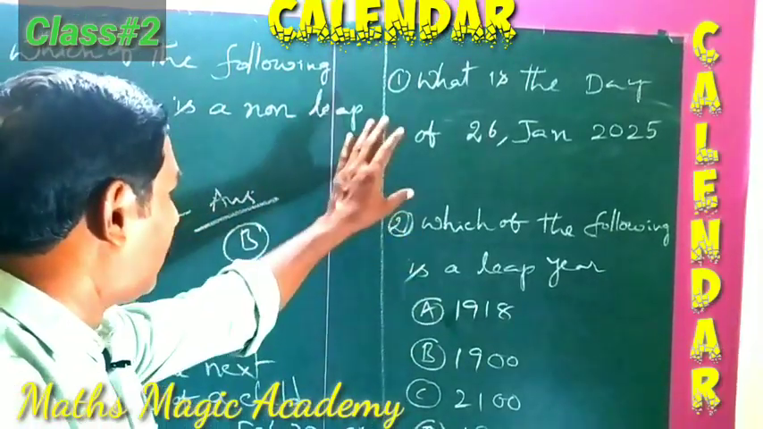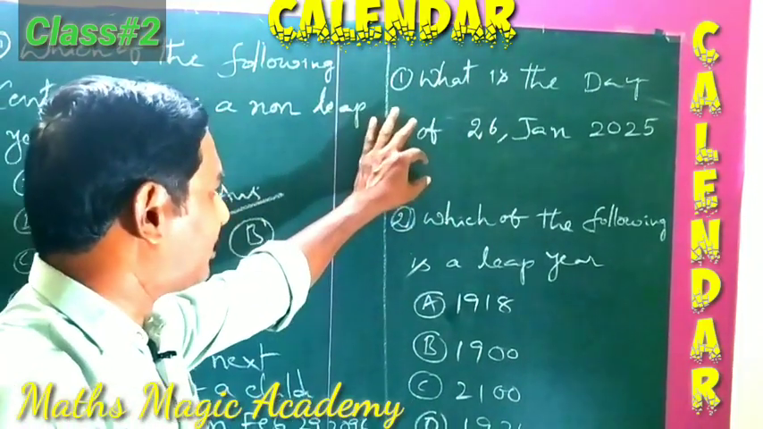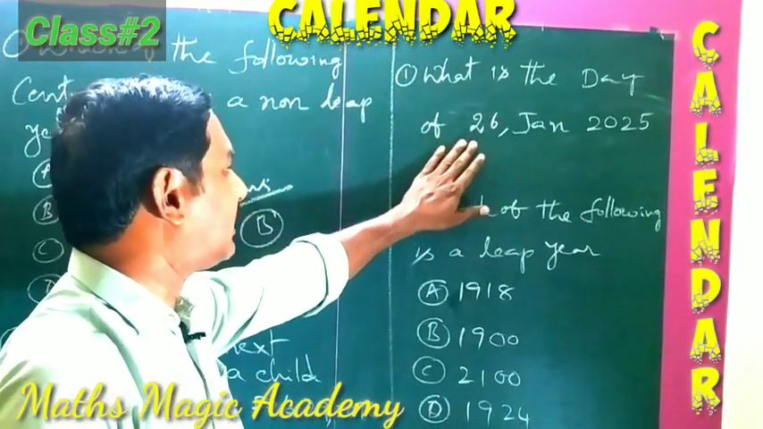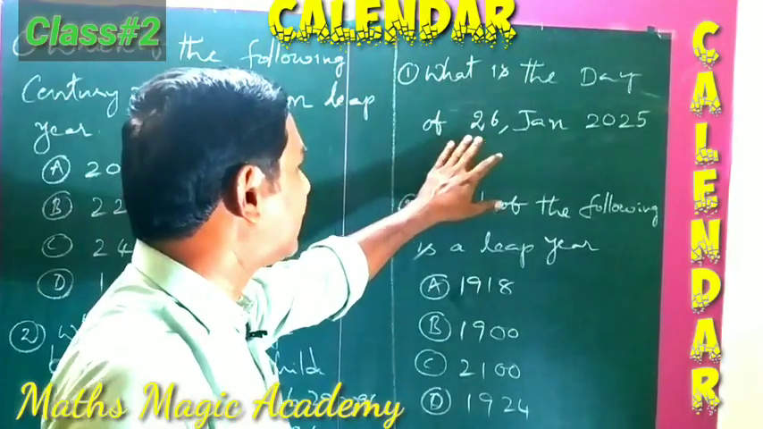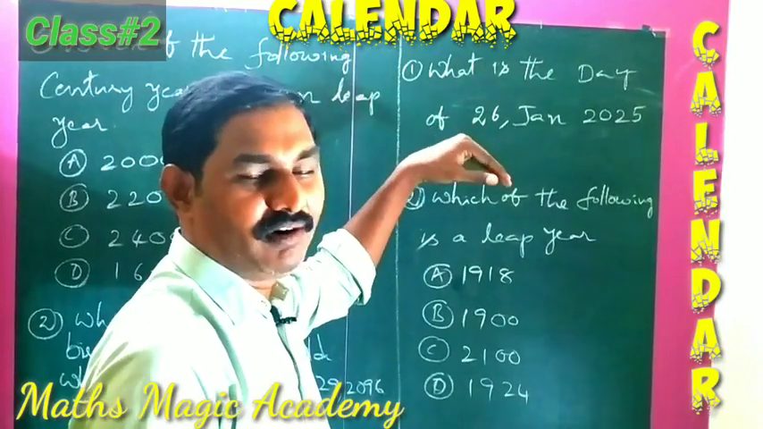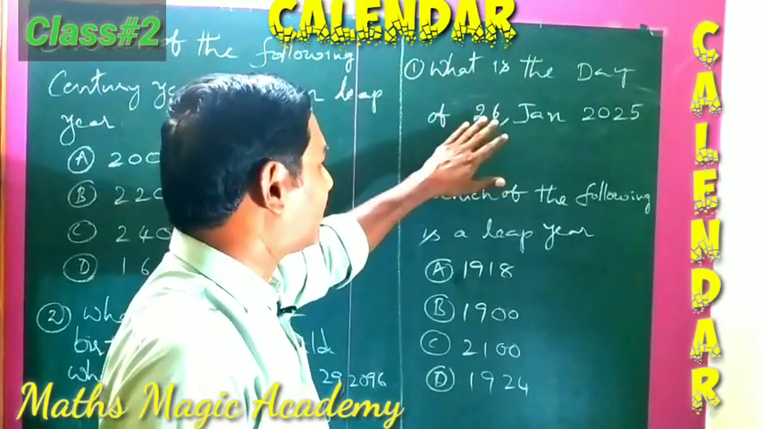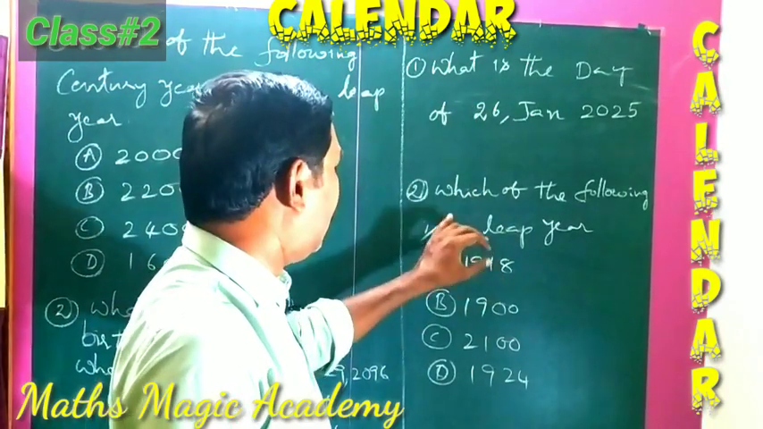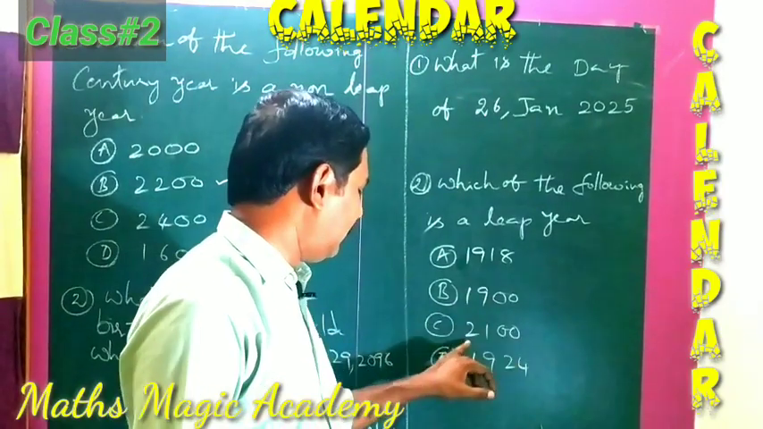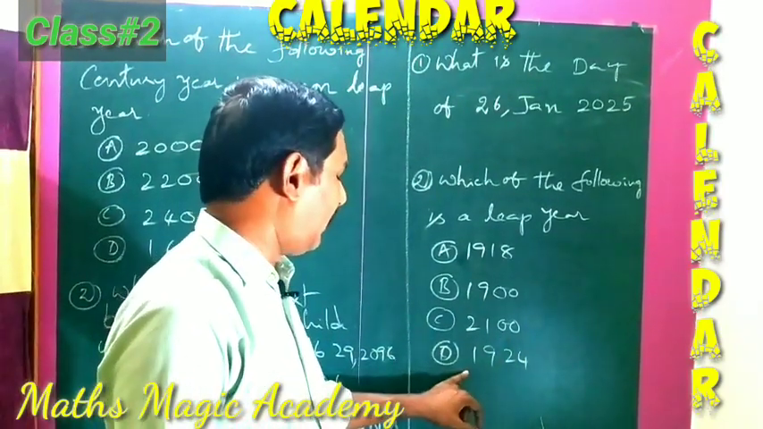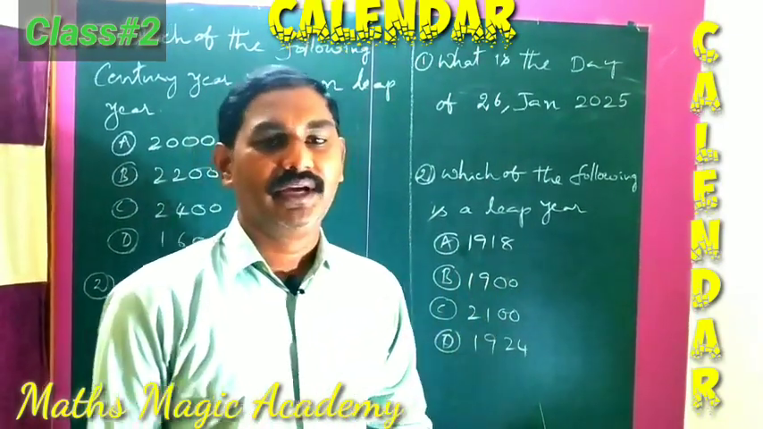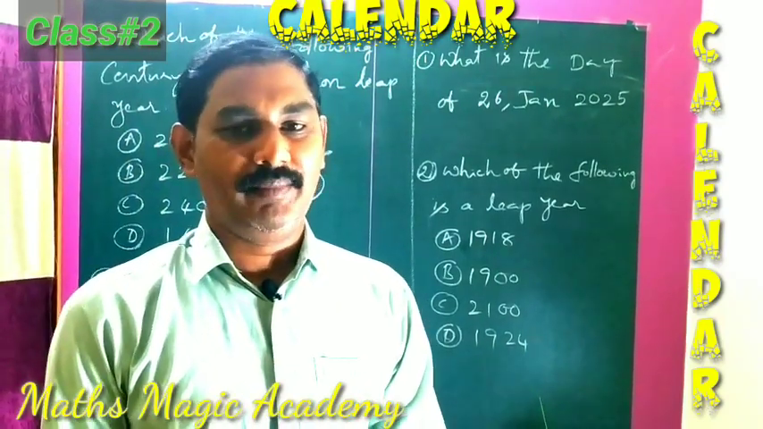Here are two questions I am assigning to you. You have to see my previous video so that you can calculate what the day is on 26th January 2025, whether it is Sunday, Monday, Tuesday, Wednesday, Thursday, Friday, or Saturday. And which of the following is a leap year? 1980, 1900, 2100 and 1924. You have to give the answers to these two questions in the comment box.